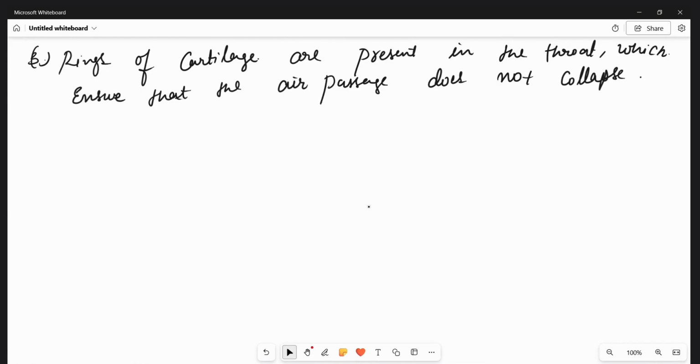So how does the exchange of gases happen? It happens by the diffusion process. What is the diffusion process? Whenever the movement is from the higher concentration to the lower concentration, we call it the diffusion process. Everywhere we see the diffusion process actually.